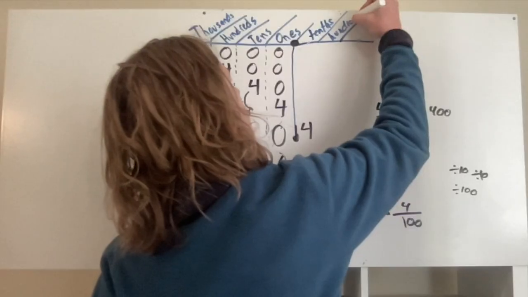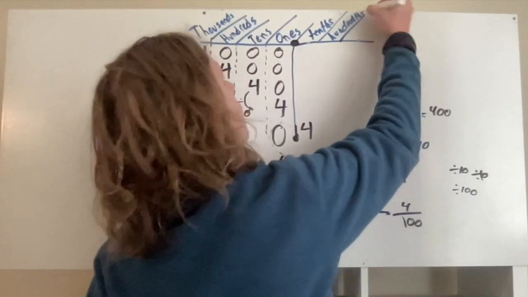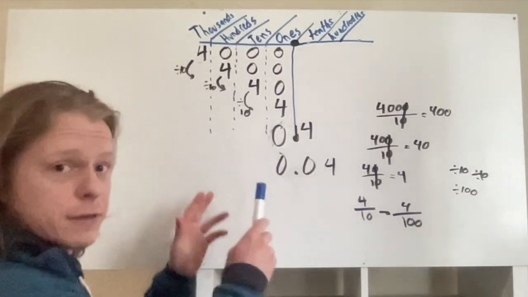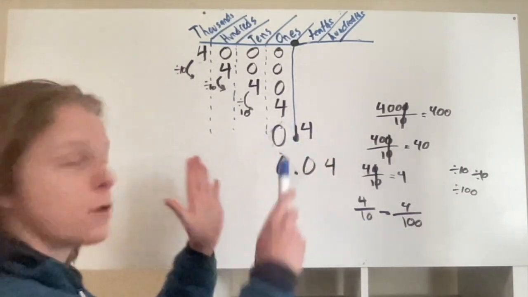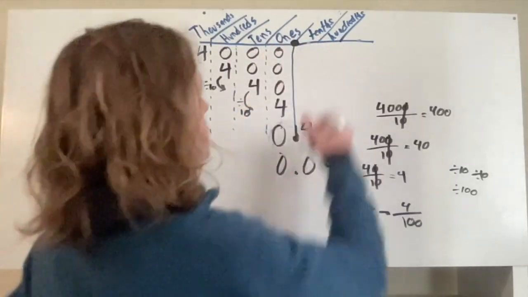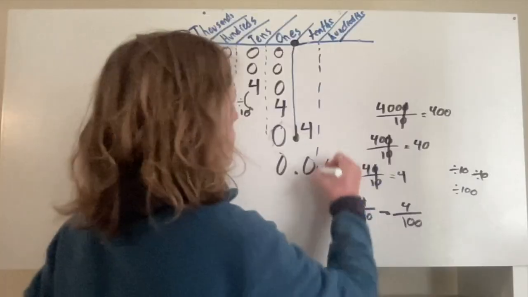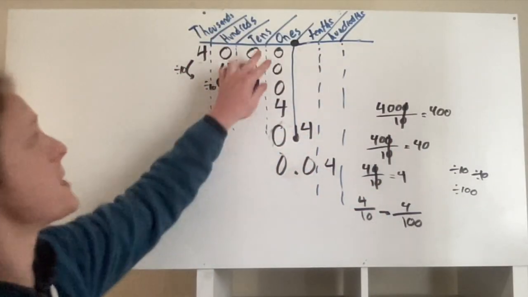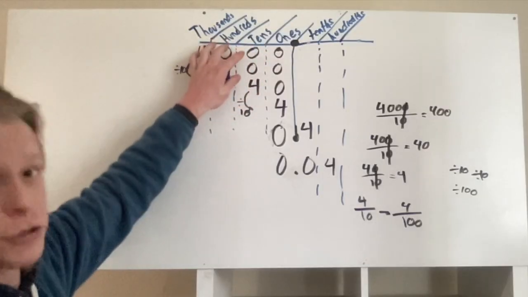Okay, now you may notice some similarity. It's almost like a mirror, right? Over here, I see tenths and hundredths. Okay? Do I see something similar on the left side? Yes, I see tens and hundreds, right?